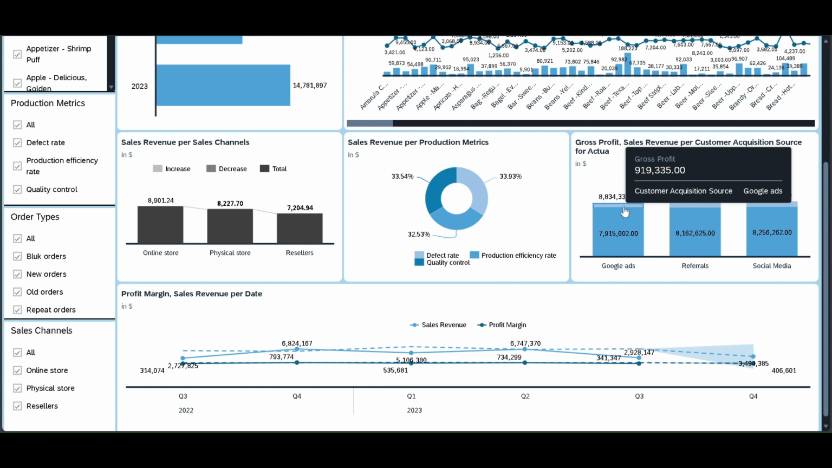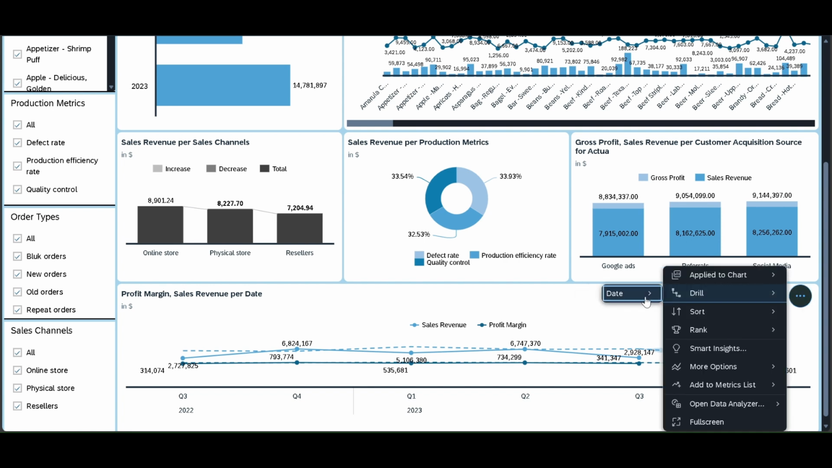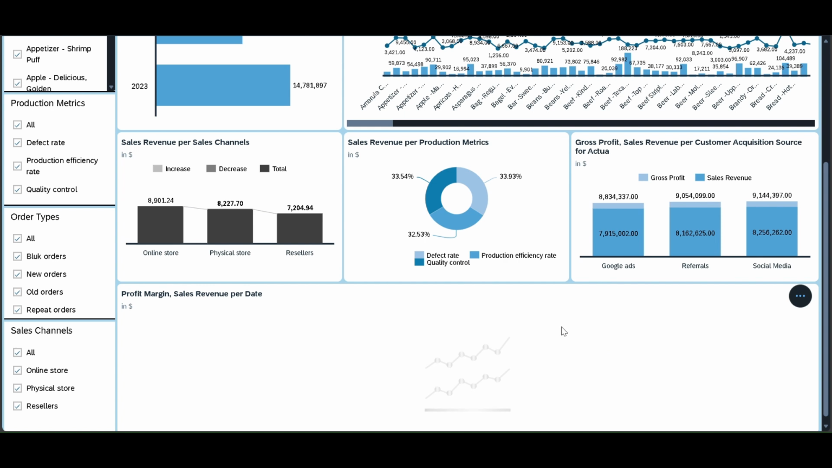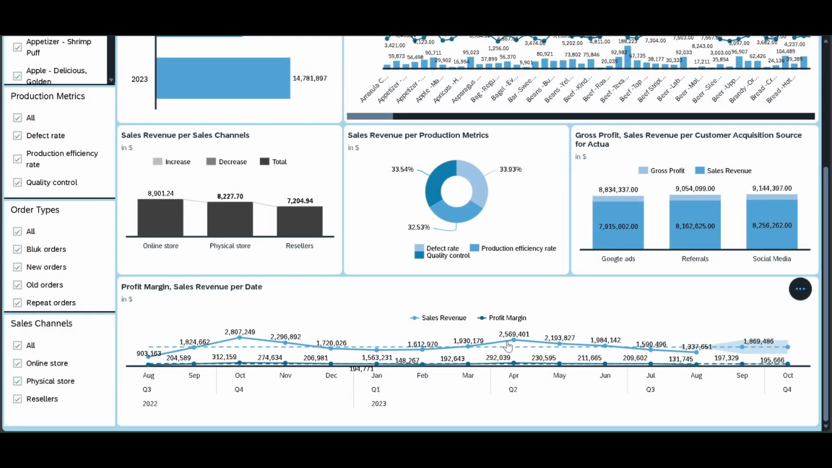Next, the profit margin and sales revenue per date. This quarterly timeline shows how profit margin and revenue move together across Q3 2022 to Q4 2023. With predictive forecasting, this chart becomes a forward-looking tool, projecting future sales and margin curves, helping the business anticipate market shifts. This first page blends performance, profitability, customer acquisition, and operational impact, giving decision-makers one clear view of what's happening, why it's happening, and where immediate attention is required.